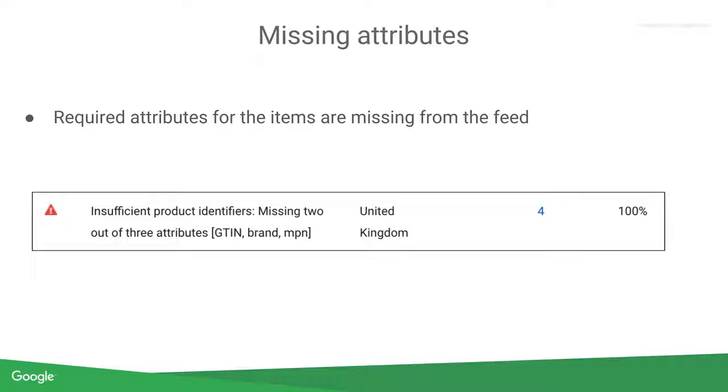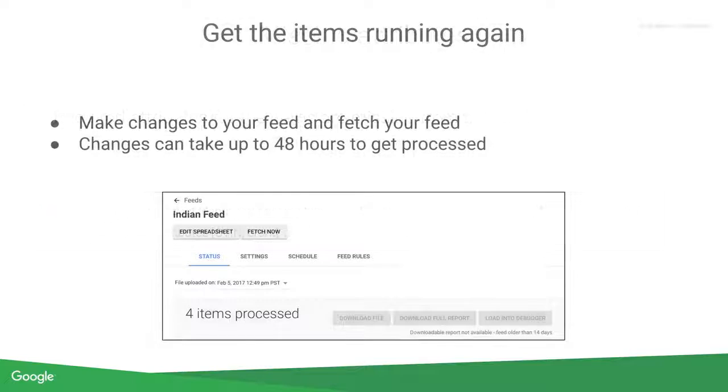Once you fix these issues in your feed, go ahead, fetch the feed, or upload it manually so our systems can scan the edited feed. Do keep in mind that the items can take up to 48 hours to be updated and scanned. You can then check the Diagnostics tab to see the current status of the items. We've now covered some common item level issues in Merchant Center feeds and talked about how we can fix them.